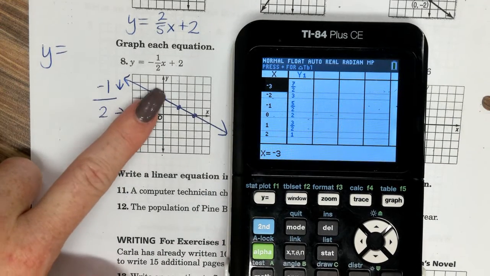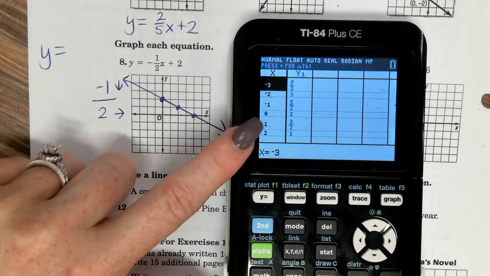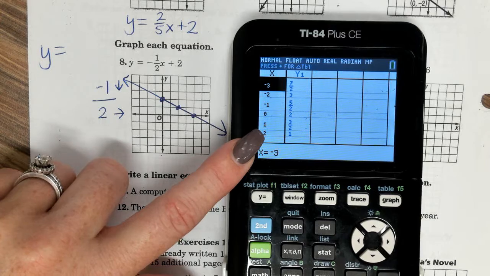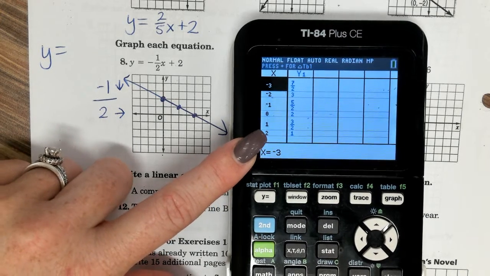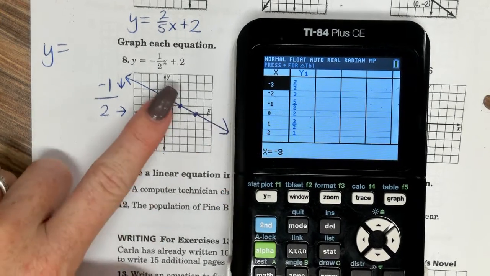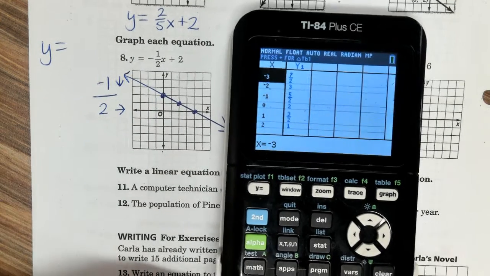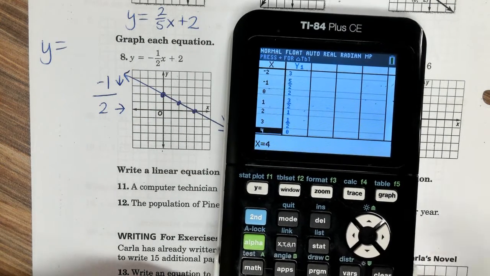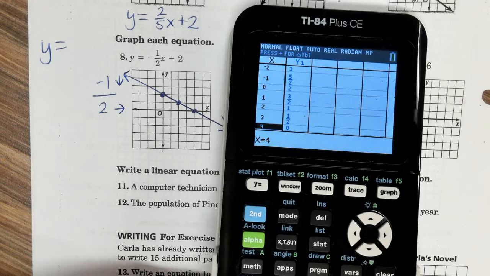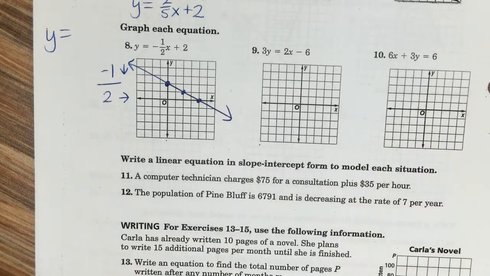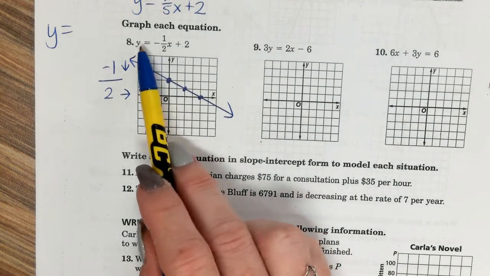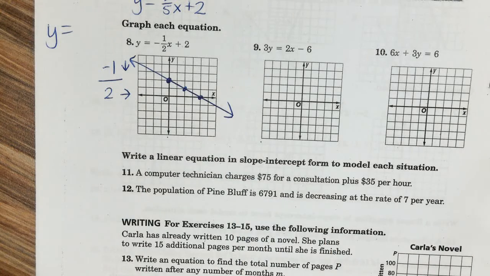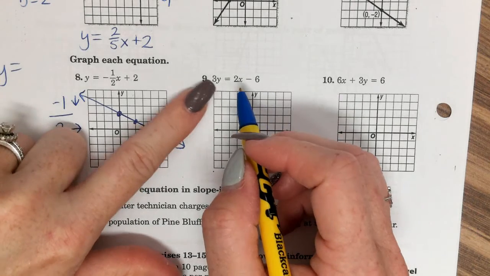Is that what I put? Here's a point at 2, 1. I would just leave the fractions alone. I wouldn't graph them. Okay, so there's a point at 2, 1. Isn't that what I put? And the next one that I see is 4, 0, and that's what I graphed. Okay, so you can always use your y equals button if the equation is in y equals form. All right, go to the next one.